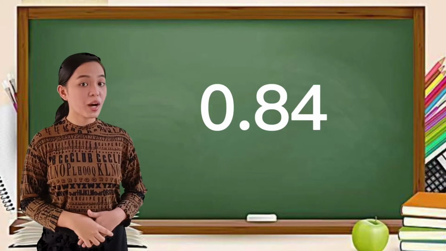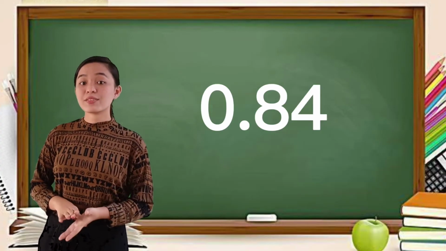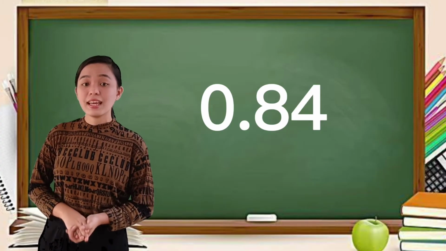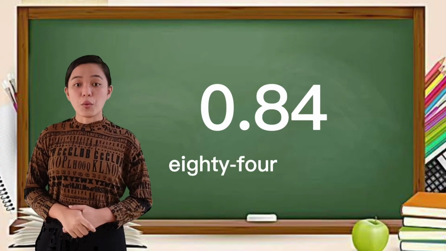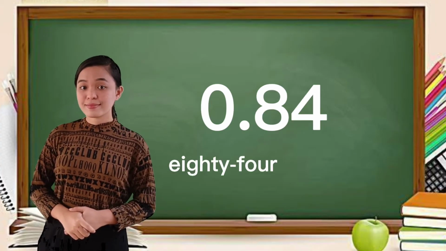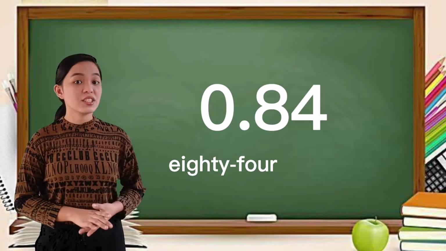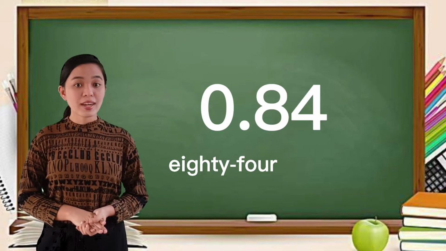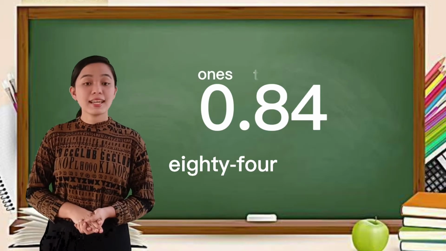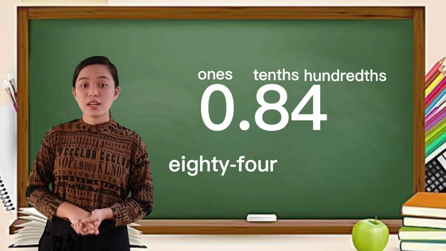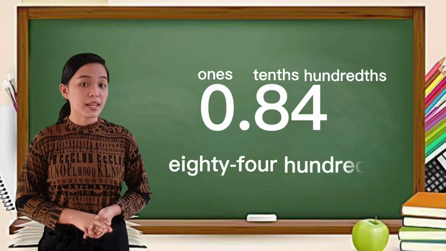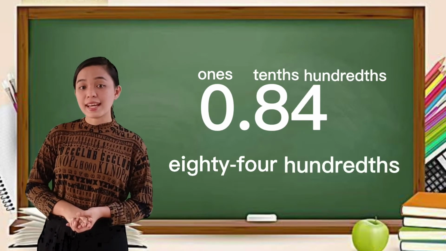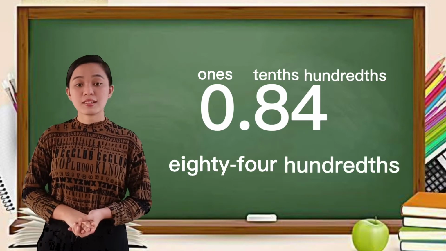Now, how about this one? Okay, so let's read it first like a whole number again. 84. Now, what is the last digit? Okay, very good. So the last digit is 4. Now, what is the place value of 4? Okay, let's count. Ones, tenths, hundredths. So 4 is in the hundredths place. Therefore, it is read as 84 hundredths.